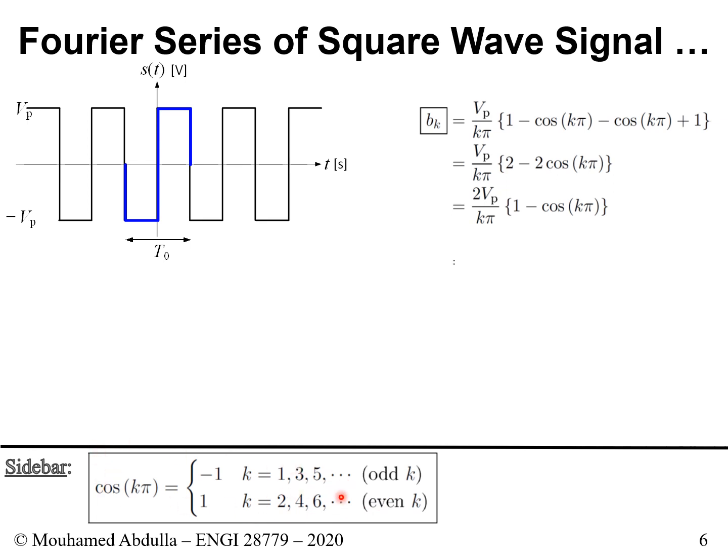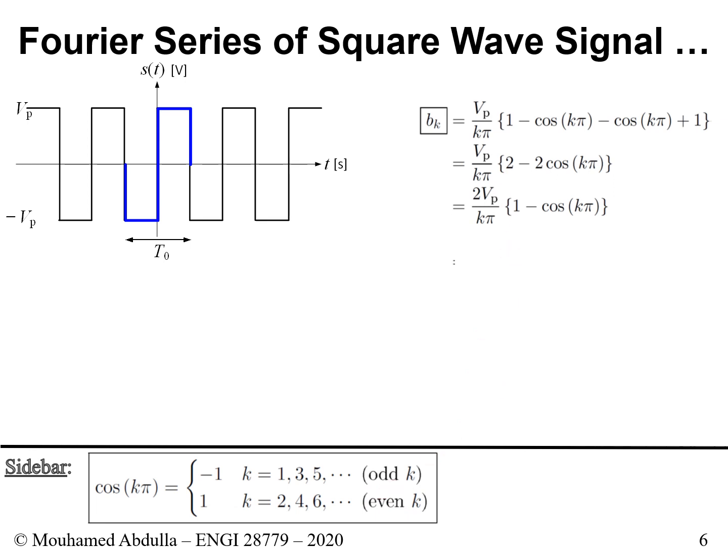Now, if you take this reality and you plug it here, so imagine if you have a minus 1, then you do 1 minus minus 1, so that becomes a 2, and that's fine. So if k are odd, this bracket here becomes a 2. However, if k is an even value, this will be 1 minus 1, which is 0. So this entire thing will be 0 if you have k's that are even. It would only give you a value equal to 2, and therefore it's going to be 4 Vp over k pi if it is odd.